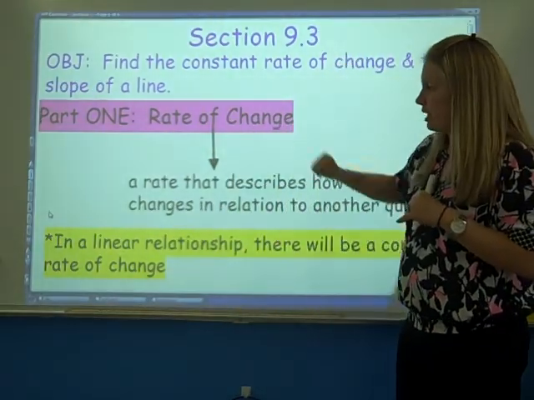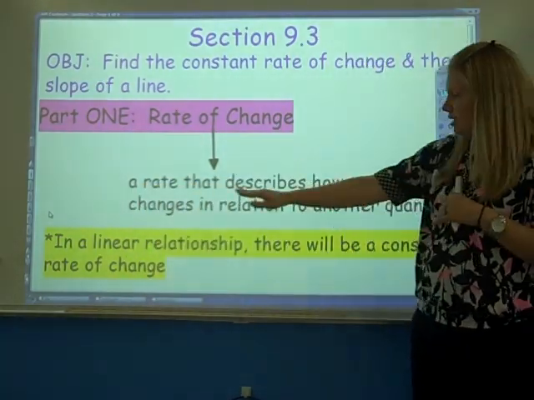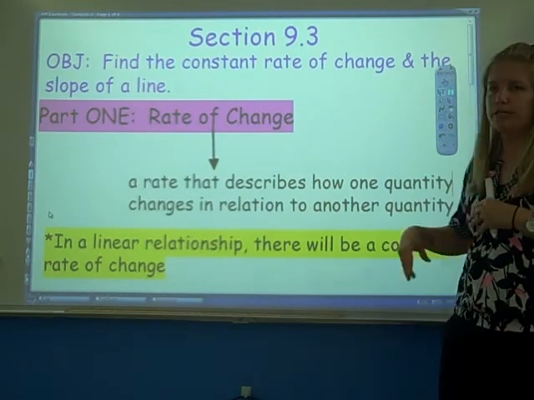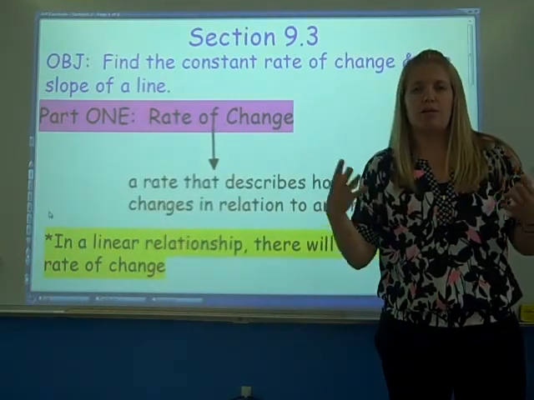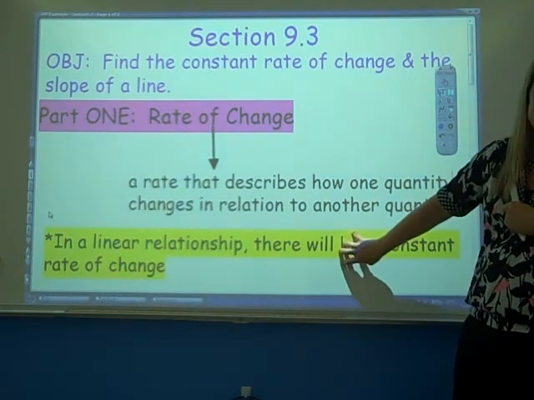Part 1, rate of change. A rate that describes how one quantity changes in relation to another quantity. So we're comparing two things. Okay, we're going to find out how they're changing in relation to each other. Important point, why it's in yellow.